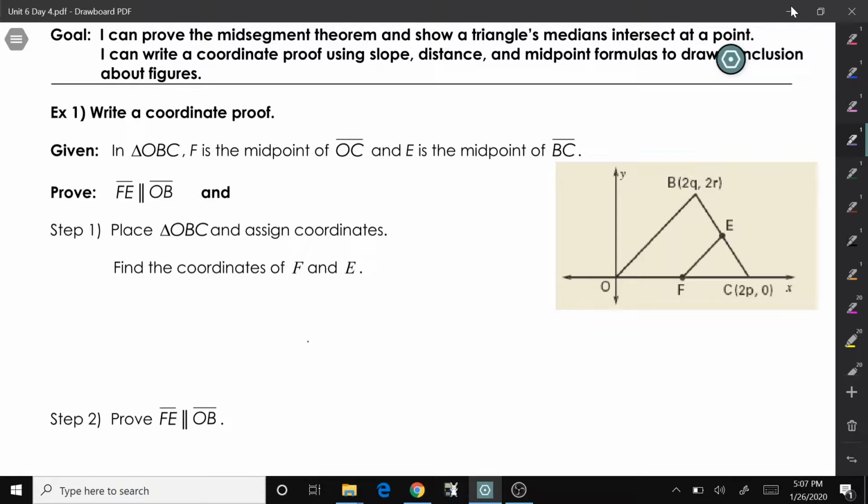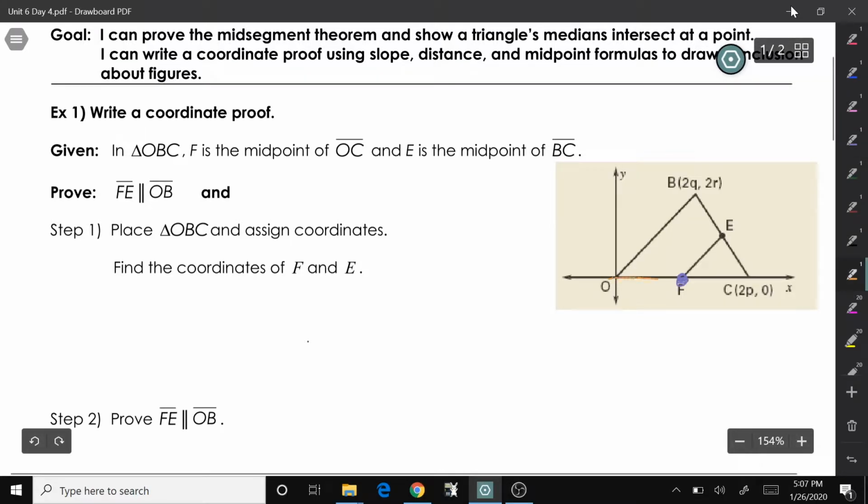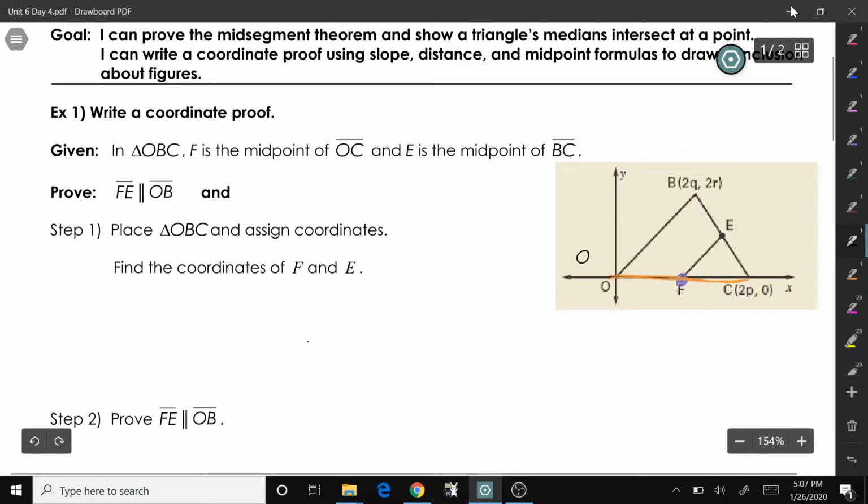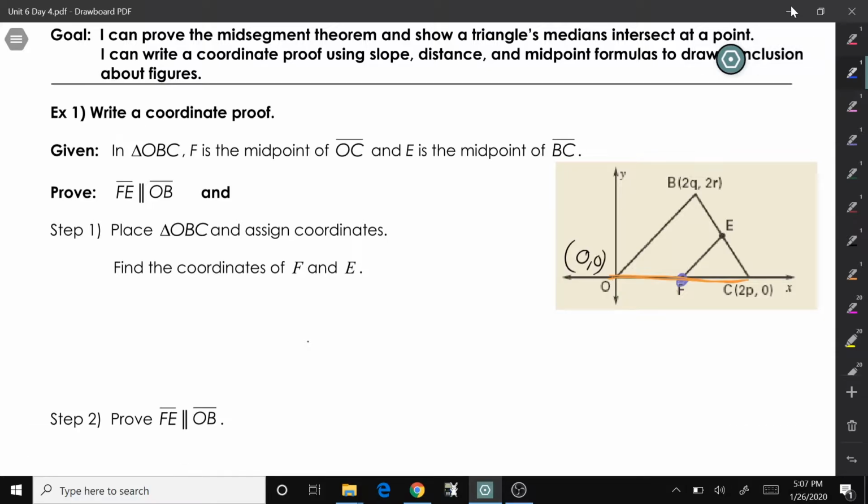F is the midpoint of OC. So F is the midpoint of this whole segment. Well, if F is the midpoint of this whole segment, right here we have 0, 0. If you calculate the midpoint between these two, the coordinates of F will be P, 0. So we'll leave that in for now. It's halfway in between. If this whole distance is 2p, that means half that distance will just be p.